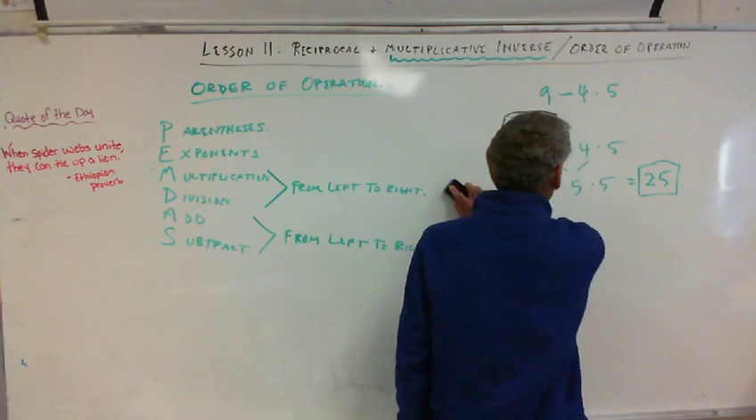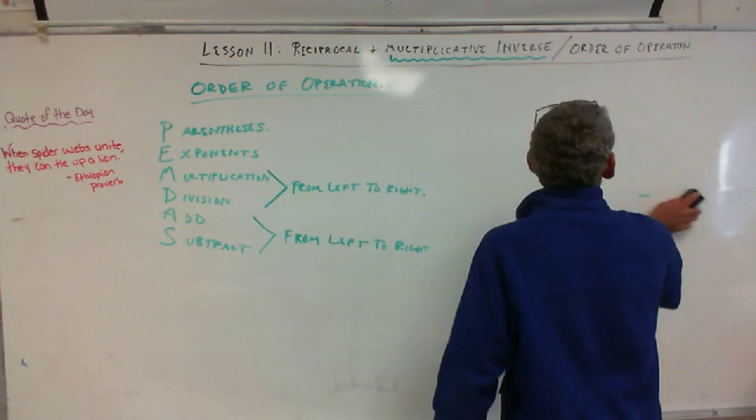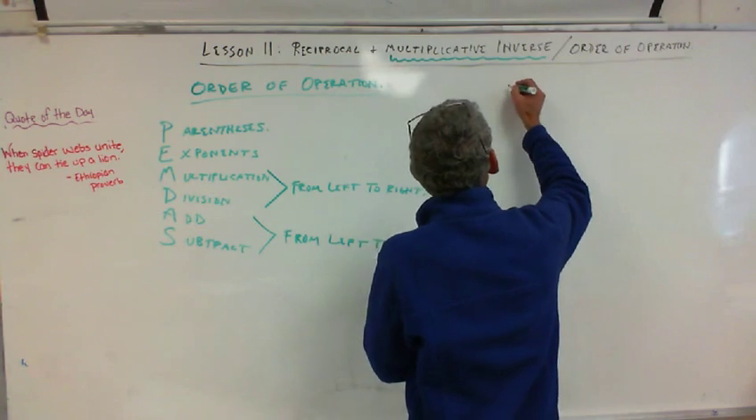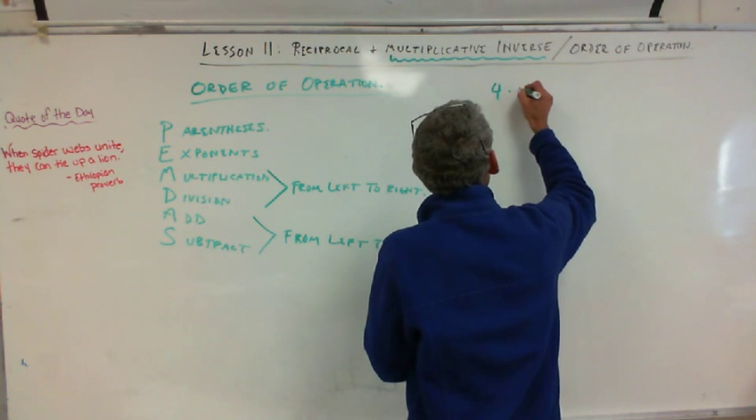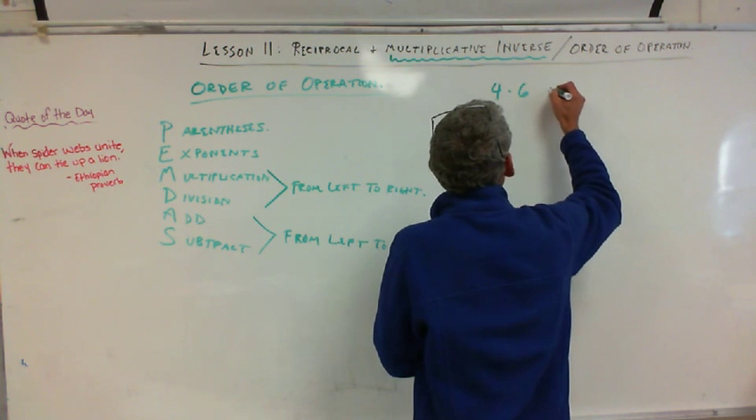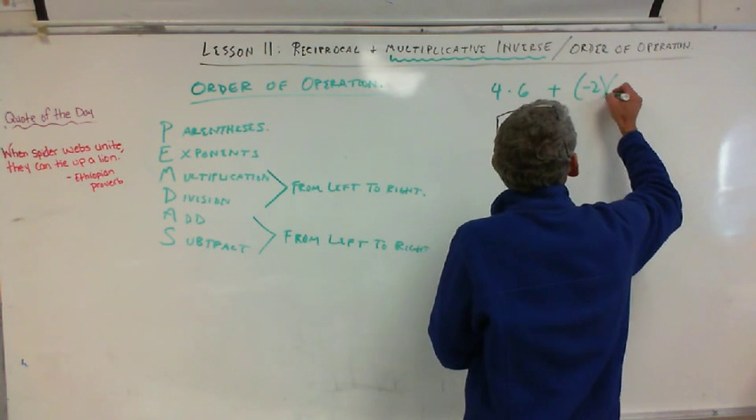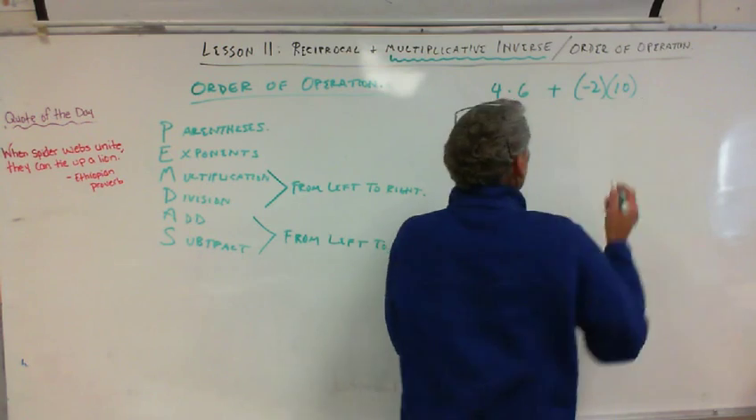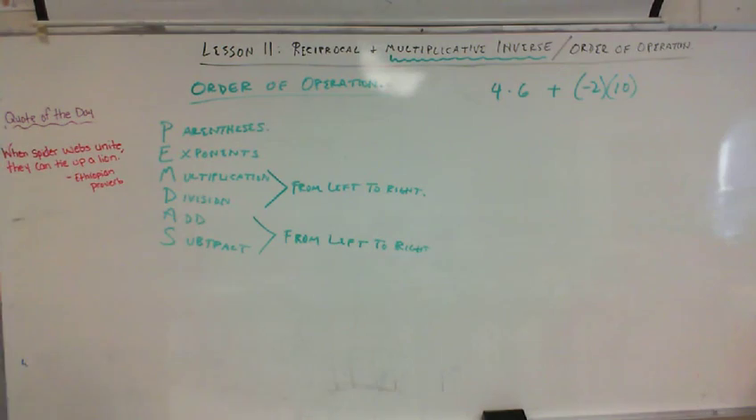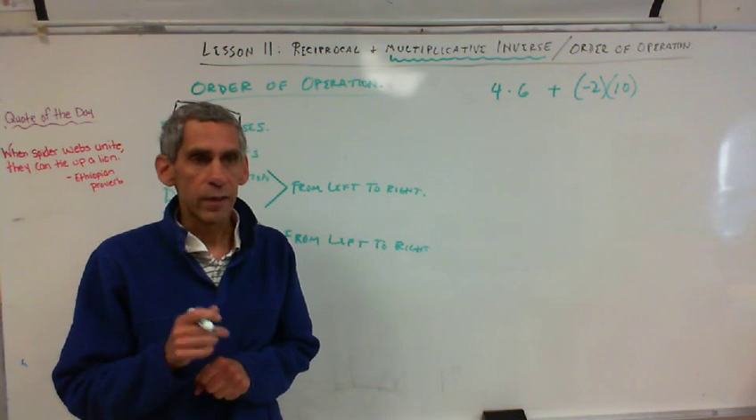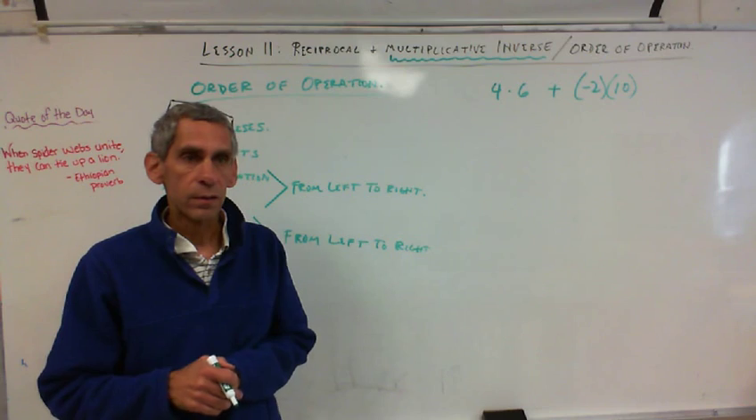All right. So let's try some. Let's just try it. Let's try 4 times 6 plus, sure, negative 2 times 10. Can we do this by ourselves? Okay, do that real quickly. So write it down in your notes and actually do it. Okay?